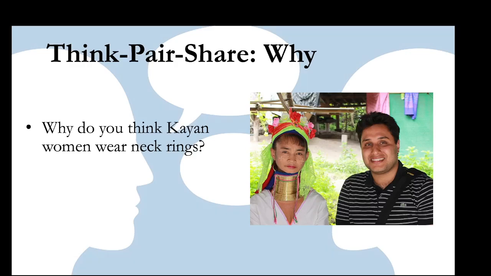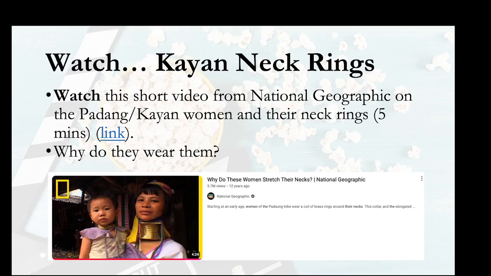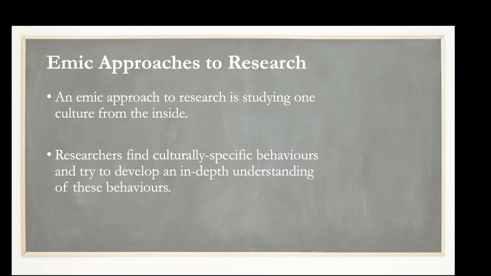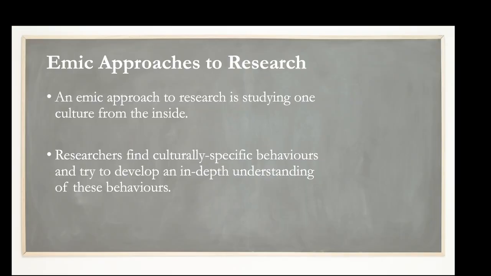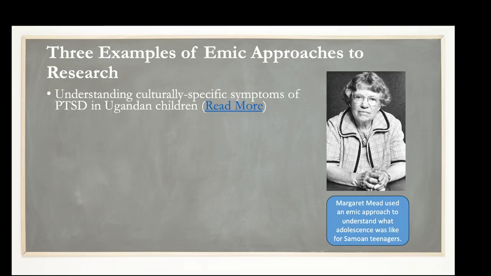And in that video, they showed the woman wearing the Kayan neck rings, and then students discuss why. Why do you think they wear them? Short video again, going into more detail here. Why do they think they wear them? And then we can say, look, this is why we can use an Emic approach. We can study this culturally unique, specific behavior by doing qualitative interviews and surveys and going and asking them, why do you do this?